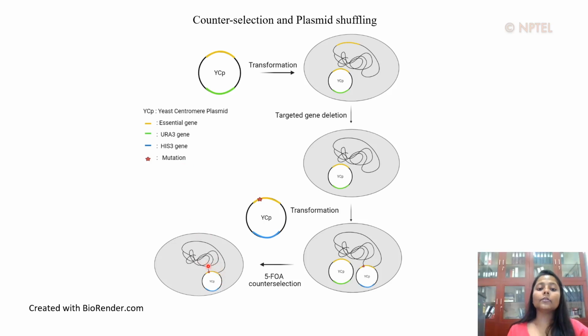We can then rescue this plasmid and go for DNA sequencing to understand the mutation. This mutation can be a conditional mutation or a reduction of function mutation. If this is a null mutation, then the cell will be dead.